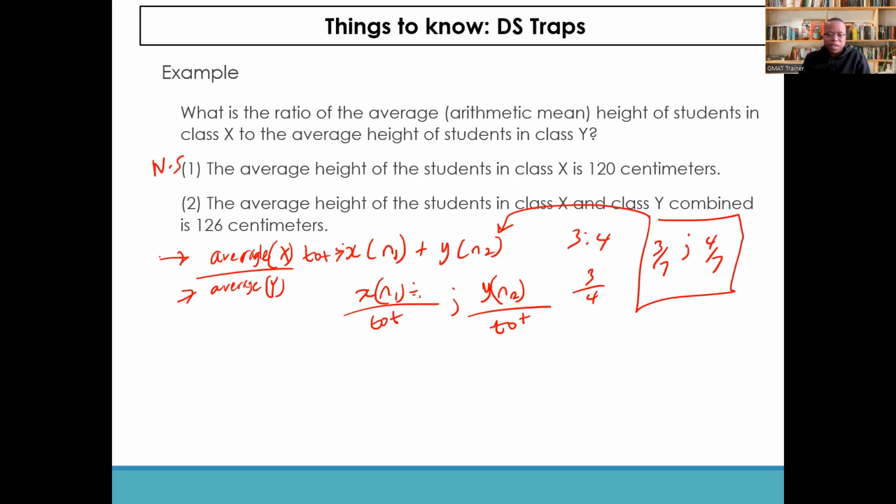The average height of students in class X and Y combined is 126. So average height: if we add all of these, the total, divided by the total number, you have X times N1 plus Y times N2, divided by N1 plus N2, is equal to 126.